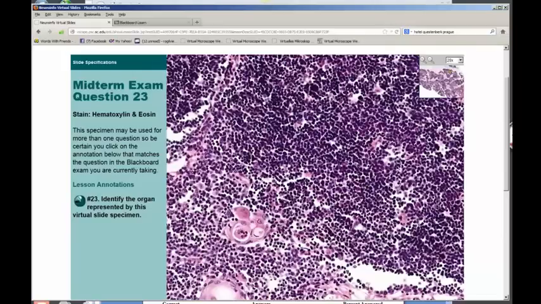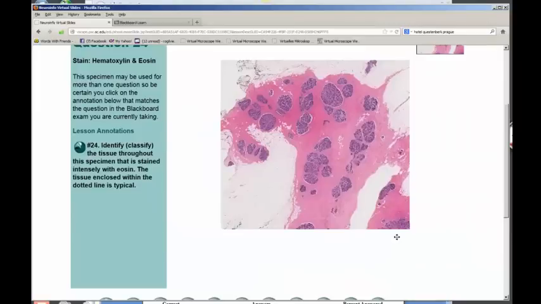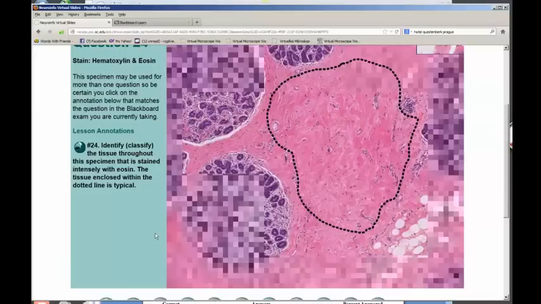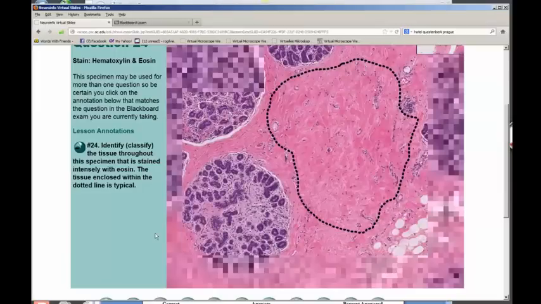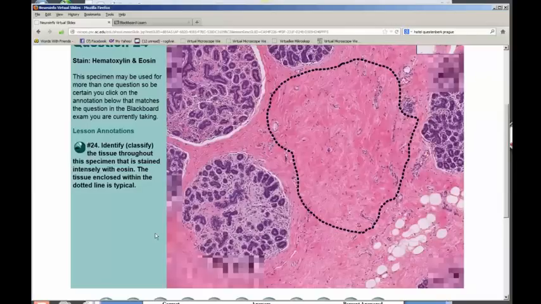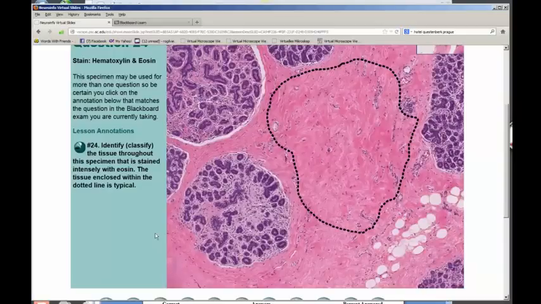So let's go now to question 24. Question 24 asks you to identify or classify the tissue. When we say classify, there's epithelium, connective tissue, muscle, and nerve. Those are the four basic tissues. And then, of course, you have special tissues like bone and cartilage, and you have subtypes of those. But if you're asked to classify a tissue, it's really the same as identifying, because we want you to go all the way. If it's epithelium, we want you to say if it was stratified squamous, non-keratinized. We want a complete answer.